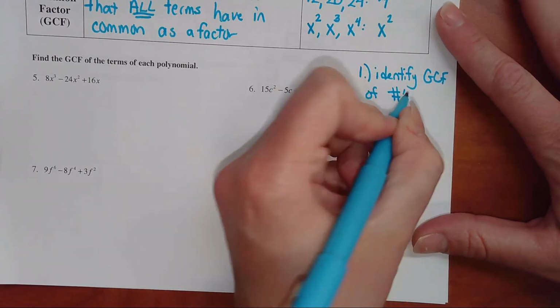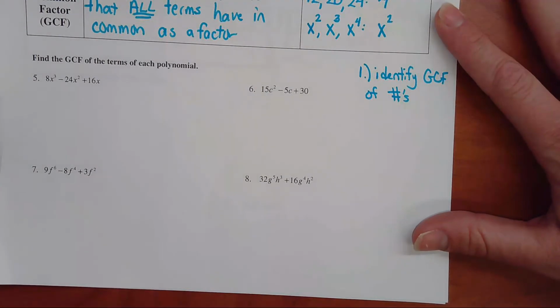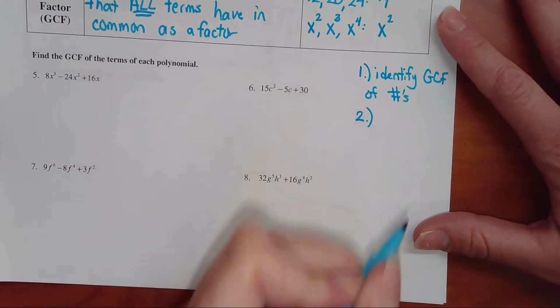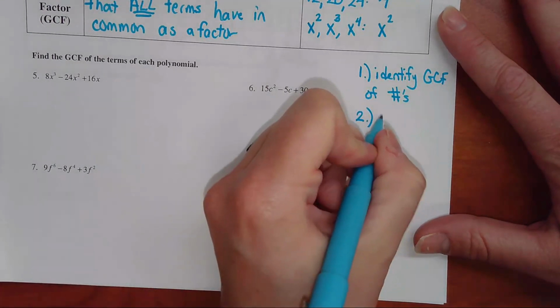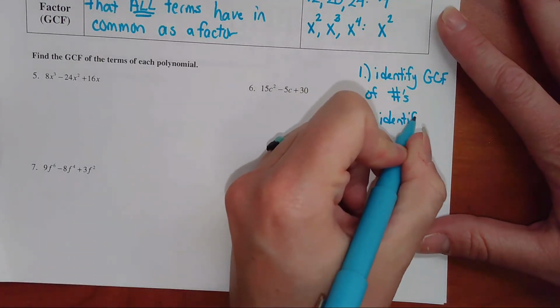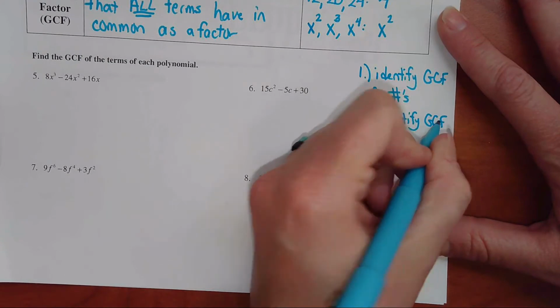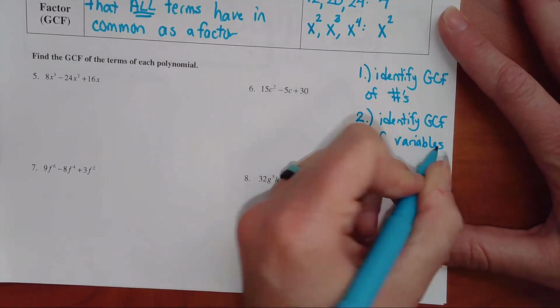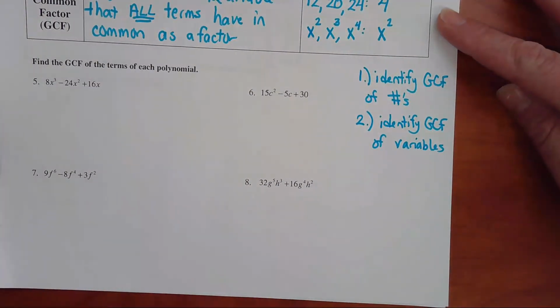So first off, let's look at just the numbers, find the GCF of that, write it down. Then, after you've found the GCF of the numbers, you're going to identify the GCF of the variables. And again, that's looking for, do we have a variable that's all the same? Write the smallest exponent with it.